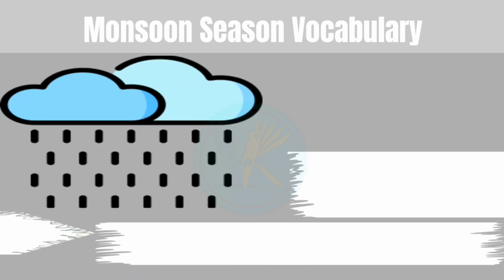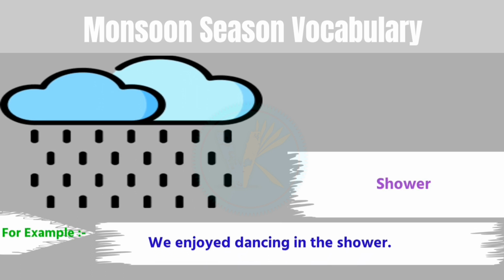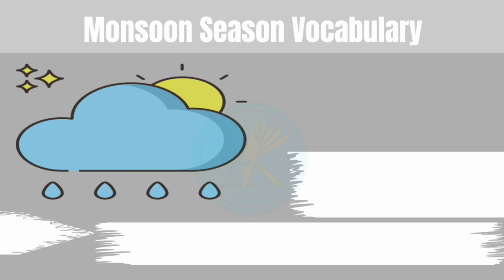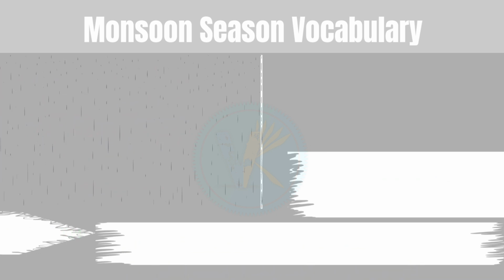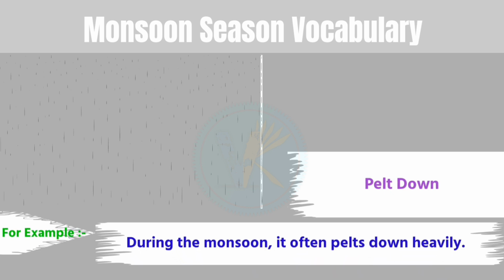Next, shower. Shower. For example, we enjoyed dancing in the shower. Next, drizzle. Drizzle. For example, the drizzle cooled down the hot afternoon. Next, pelt down. Pelt down. For example, during the monsoon, it often pelts down heavily.